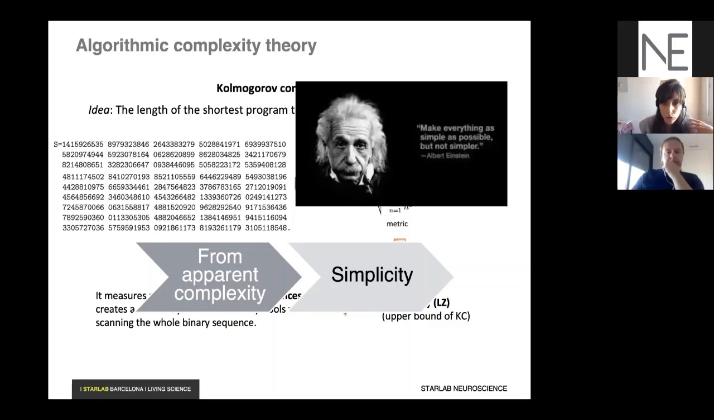I would like to quote here Einstein. One of the nice things he said: make everything as simple as possible, but not simpler. So let's see later on why is that. What is happening with too much simplicity?